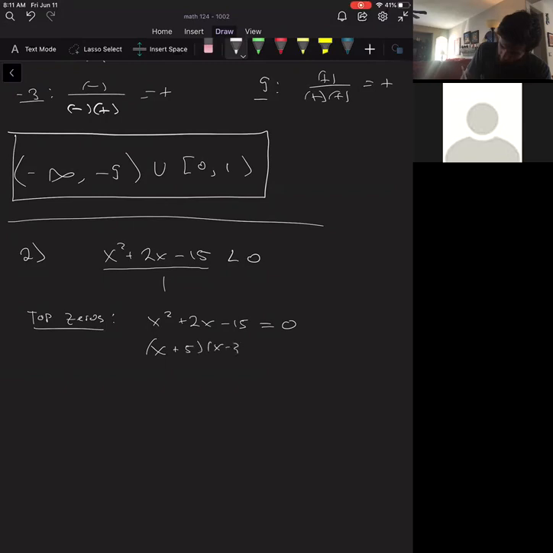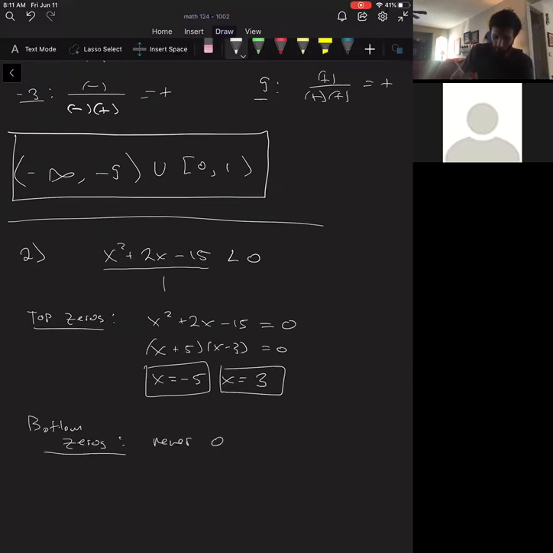X minus 3. So we're going to get x is equal to -5, x is equal to 3. So those are our top zeros. And the bottom zeros, well, if you look, the bottom's always equal to 1. So the bottom's never 0. So nothing to worry about for the bottom, because the bottom is always going to be 1, so the 1's never equal to 0.